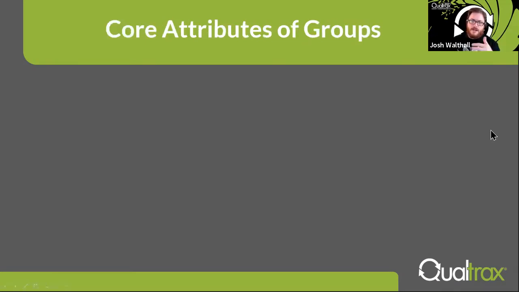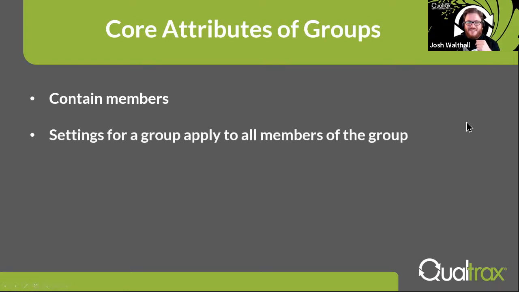Now, there are some core attributes of groups that it's important to know because they go into how these operate. The first one is that groups contain members, right? So you have a group, it contains members. That's essential to it. Without any members in a group, it wouldn't do anything. Also, it's important to know that the settings for a group apply to all the members of that group. This is something that's really important to understand. Anything that you configure for a given group will be passed along to all the members of that group.